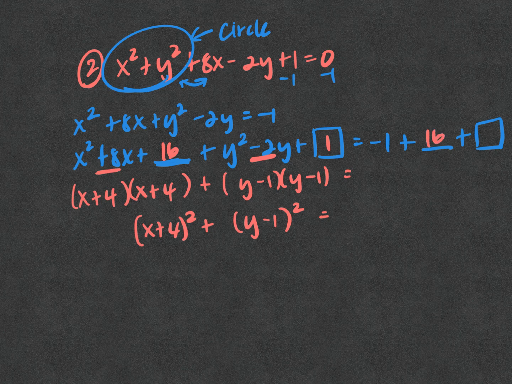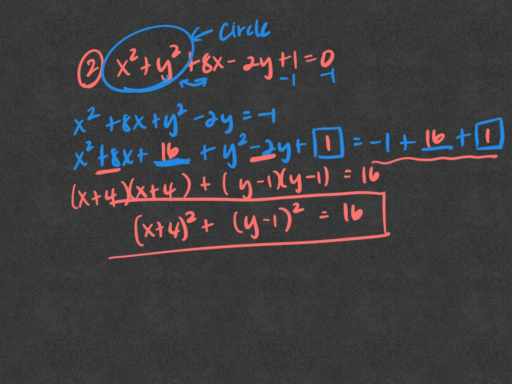Now what you do on the one side, you have to do on the other. So on the left, we added 16. We're going to do that on the right. On the left, we added 1. We're going to do that on the right. And when we add all the like terms over here, that makes 16. So this is your standard form for a circle.